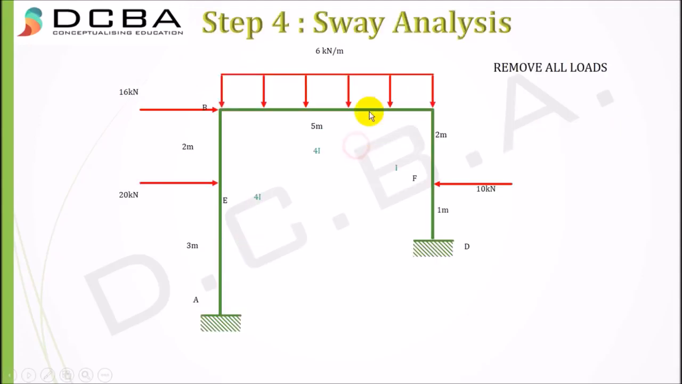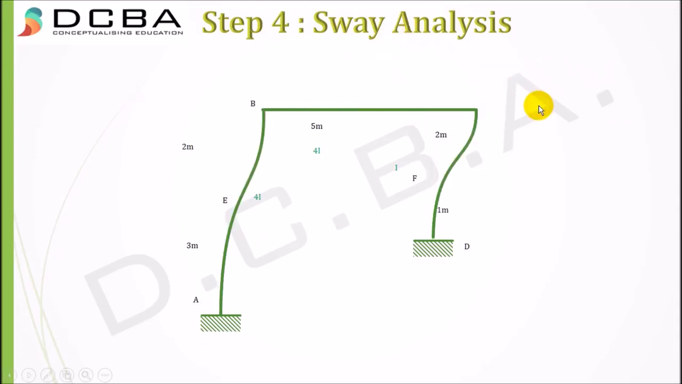Now we'll move on to sway analysis. The next step, sway analysis. Remove all loads. Okay, in sway analysis you have to remove all the loadings. You have to give a sway, that is you have to basically deflect your frame, and then you have to write the moments that would be generated because of this deflection. So if you have seen my stiffness matrix videos, you will know how these formulas have come. Okay, these are the stiffness values. 6EI delta by L square.